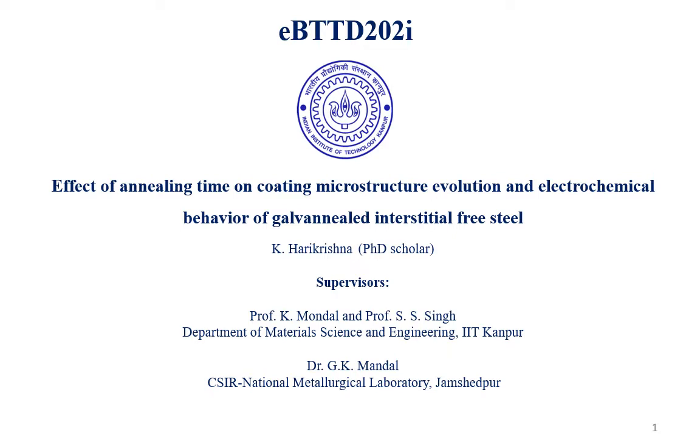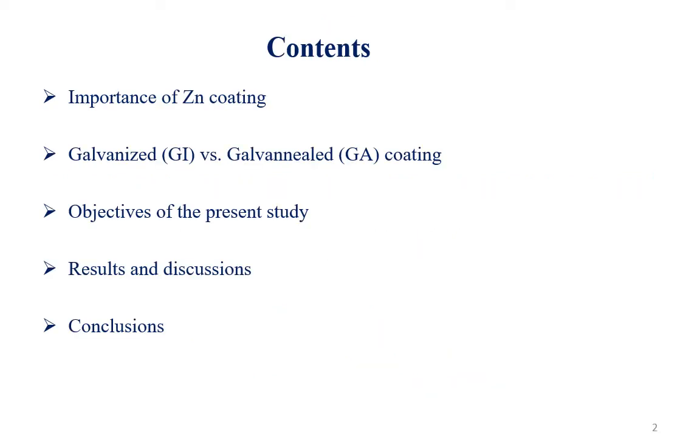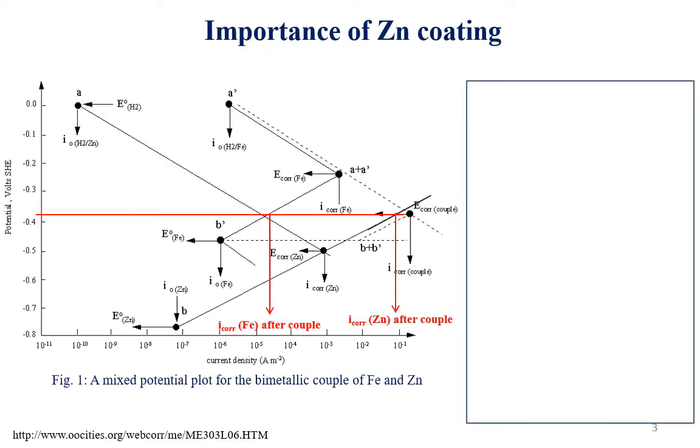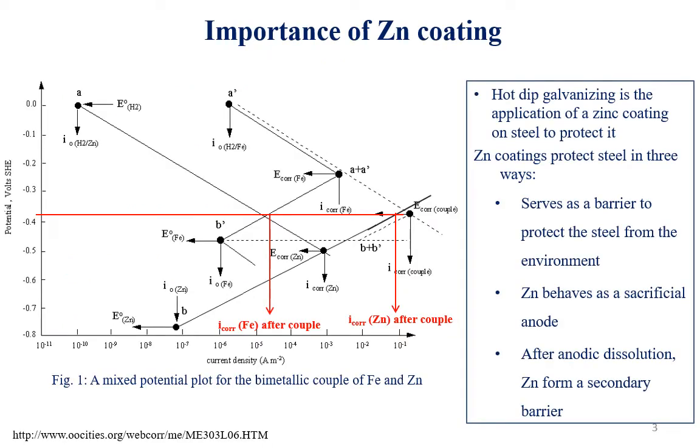So today my talk is on the effect of holding time on coating microstructure evolution and electrochemical behavior of galvanized interstitial free steel. These are the contents of my topic: importance of zinc coatings, galvanized versus galvannealed coatings, objectives of the present study, results and discussion, and conclusions. First of all, I am going to discuss the importance of zinc coating.